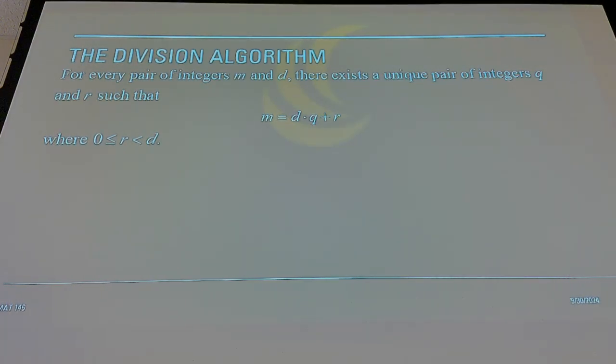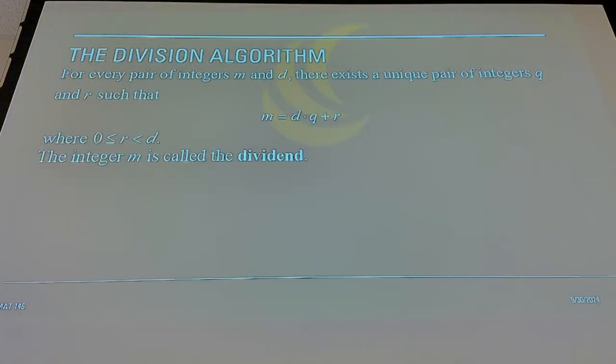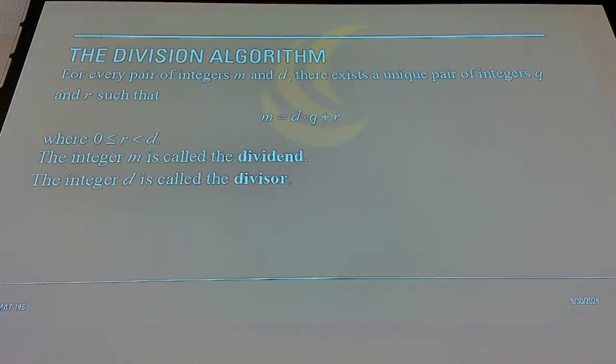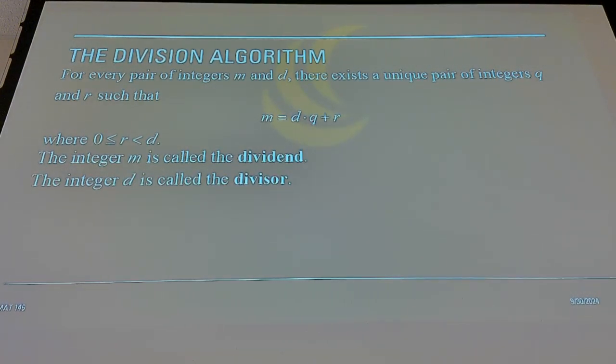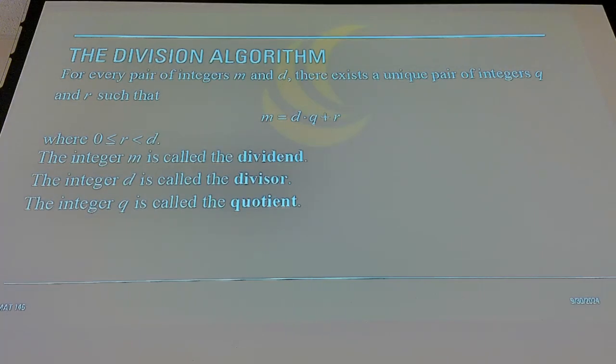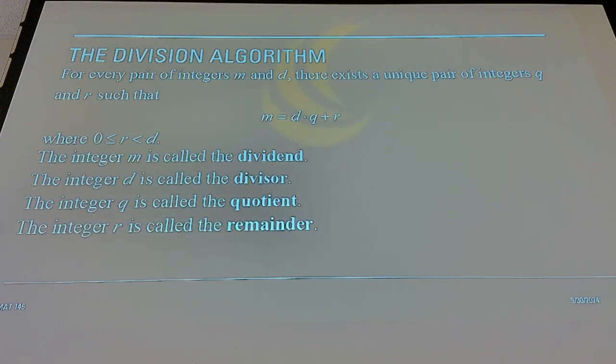So it says that for every pair of integers m and d that you're given, there is a unique way to write m as d times an integer plus an integer. And this terminology should be familiar. M is your dividend. D is your divisor. Q is your quotient, and R is the remainder.